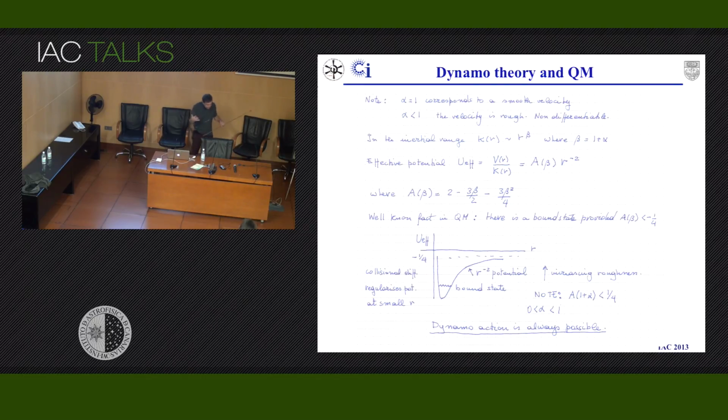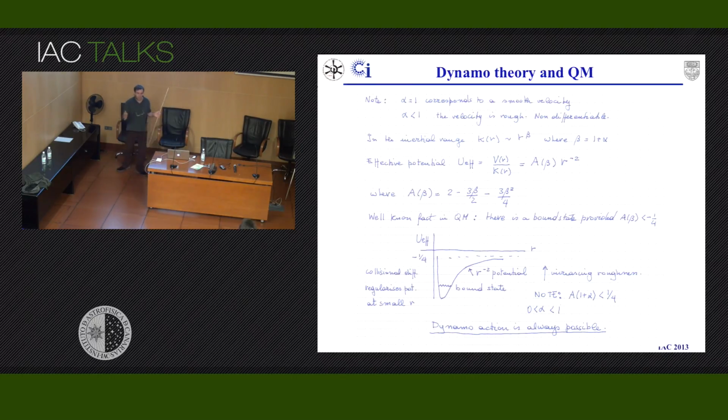And there's a theorem in quantum mechanics that tells you that if that number is less than a quarter, there's always a bound state. You're guaranteed a bound state no matter what the roughness is. It can be as rough as you want. There's always at least one bound state. So, conclusion: dynamo action is always, always, always possible, so long as, of course, you have a small enough diffusivity. But if your diffusivity is small enough, no matter how rough your velocity, you always get a bound state, which corresponds to an exponentially growing correlator for the magnetic field.